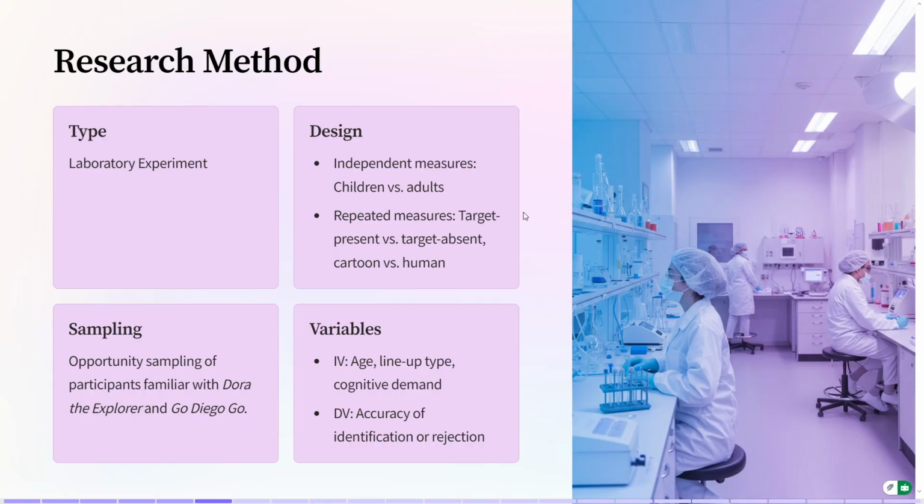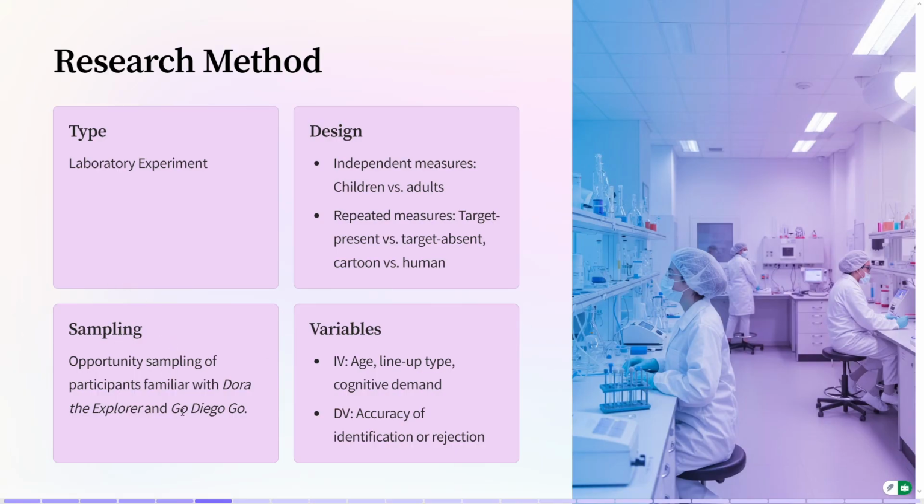Repeated measures were target present and target absent, also cartoons versus humans. All right, so a child will do cartoon for target present and also cartoon for target absent. Okay, I believe you understand that. An adult, on the other hand, will also do cartoon for target present and cartoon for target absent. A child will also do human for target present, human for target absent; an adult, human for target present, human for target absent. So that will form a list of different categories, right?